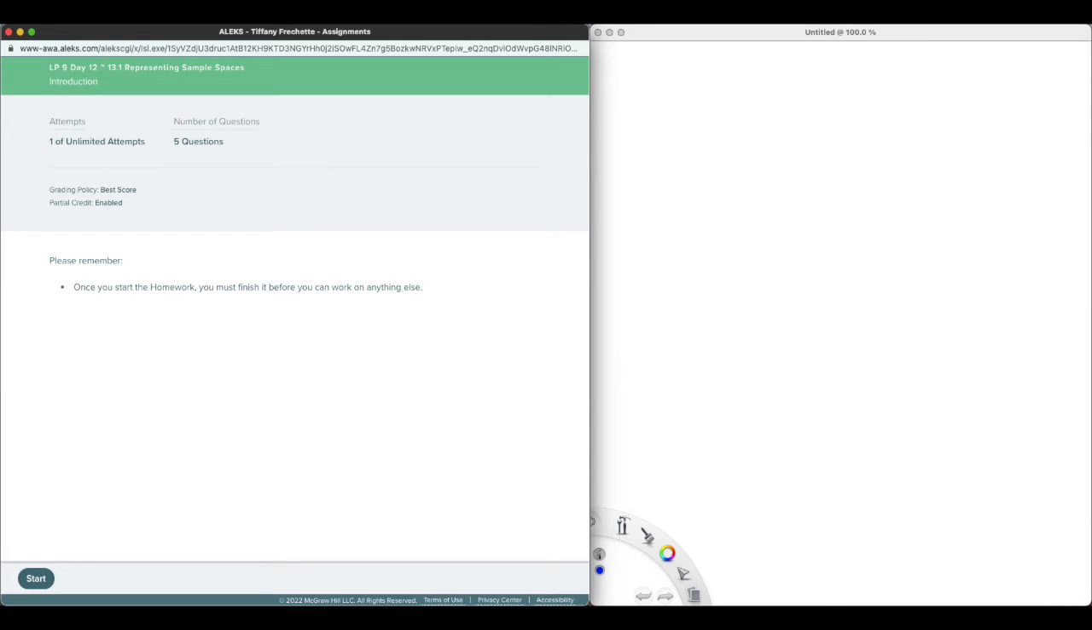Welcome to Chapter 13, Section 1, Representing Sample Spaces. This is for Integrated Math 2, or IM 2.